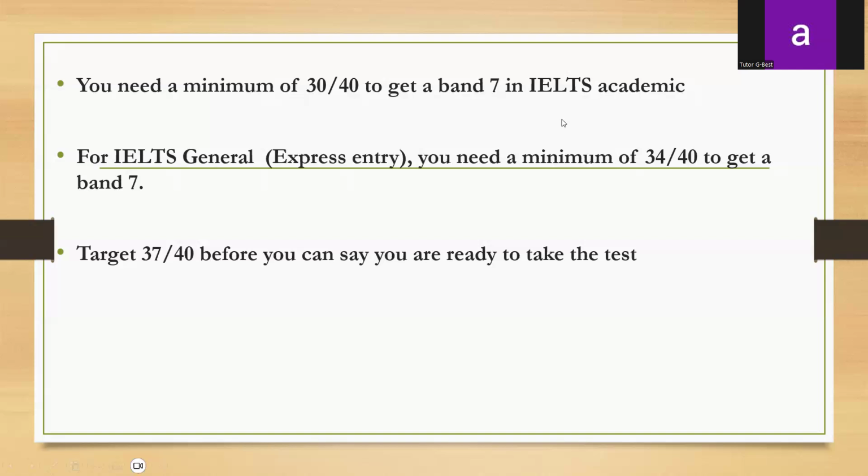And again, the person with 37/40 gets extra points on the express entry calculator compared to somebody with just a band 7. So that's 3 points. Remember, 37 over 40 gives you 3 extra points from listening. 37 over 40 gives you 2 extra points from reading. That's extra points higher than the person with the minimum score. So that's why you need to strive to get this score. Target 37 over 40.